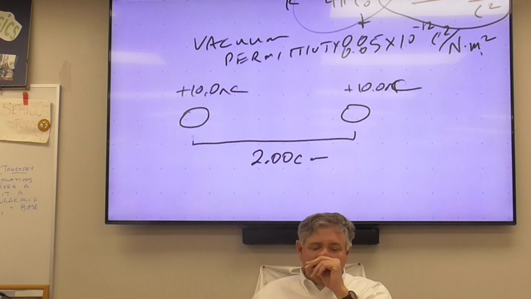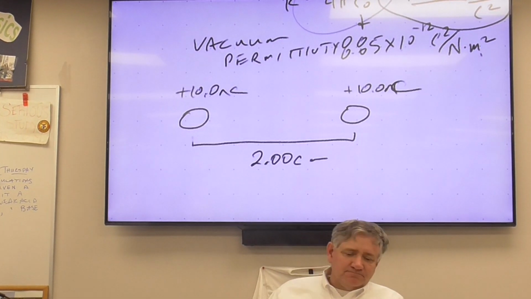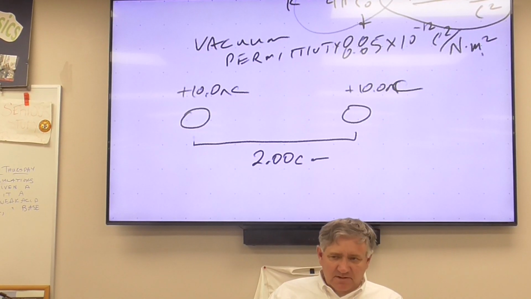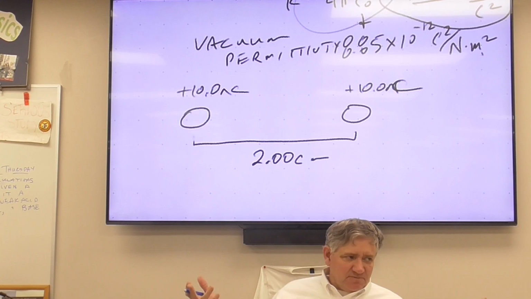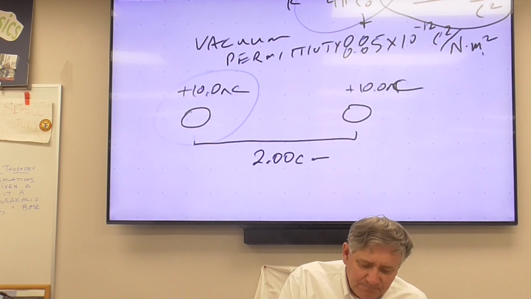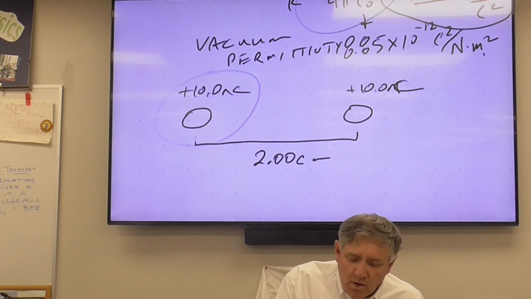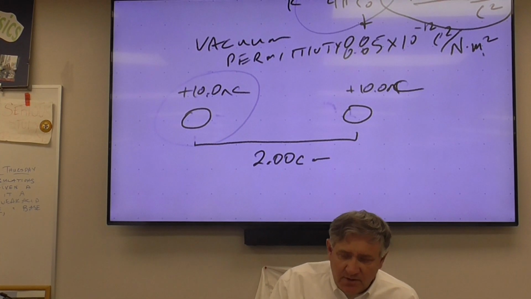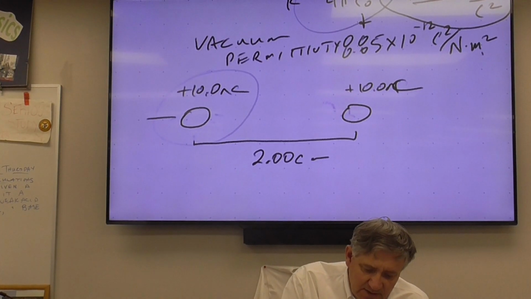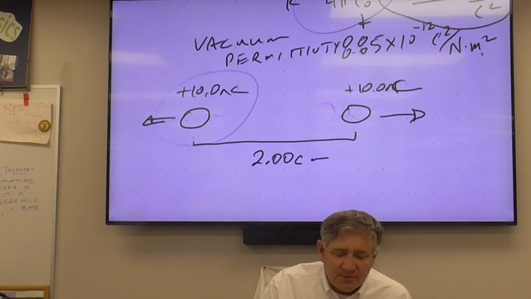Okay? So, you have two charged particles, 10 nanocoulombs, separated by a distance of 2 centimeters. I want to calculate the force that exists between these two. First off, and this is why you have to look at electric fields as well, what force are they going to feel? An attractive force or a repulsive force? Repulsive. This is going to try and push both of these in this direction.